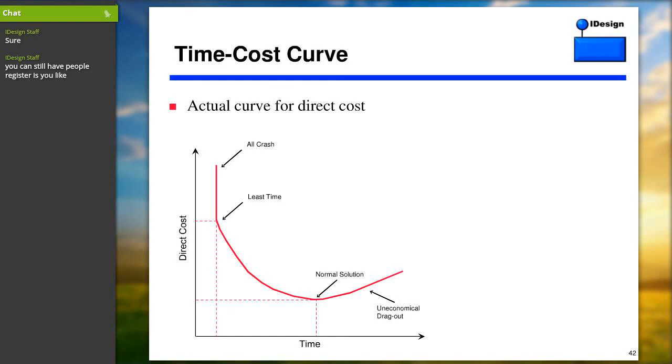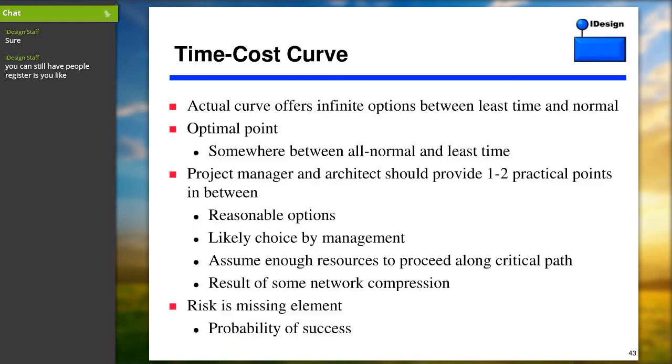Now, when you're doing project design, you're not going to come up with infinite points in between least time and normal solution. So the project manager and architect should provide one or two practical points in between, because what they do is they actually trade some schedule for cost and for risk. And it turns out most managers choose those points. So when you're doing project design, it typically looks like this.